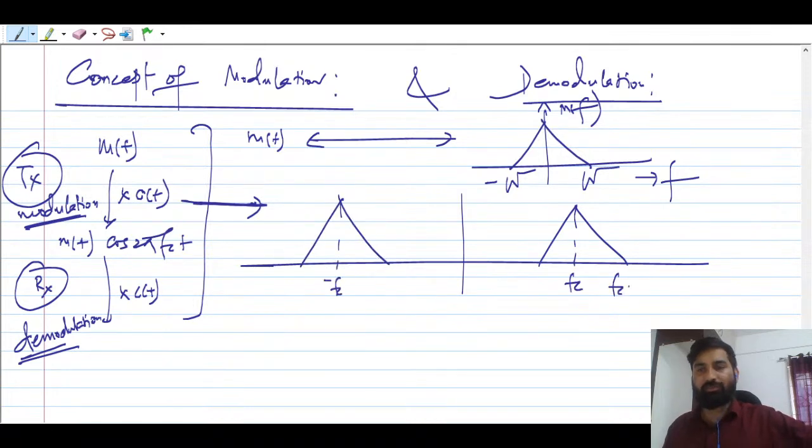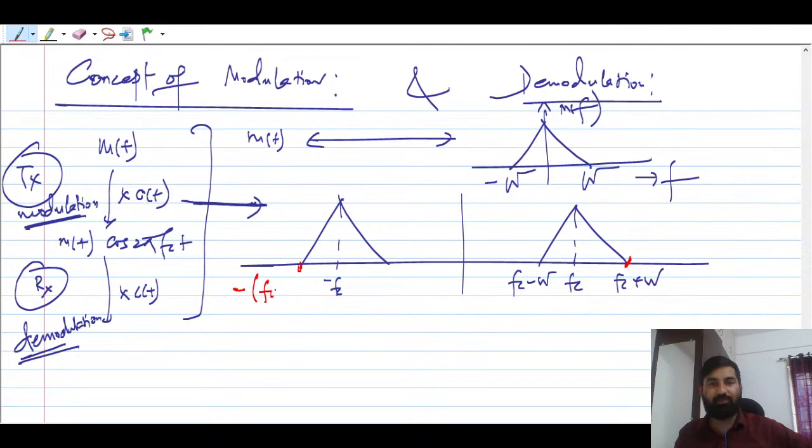So this will be FC plus FM. You can say FC plus W. First you write the carrier signal FC, then FC plus W, and here FC minus W, right? And then you just write the mirror image of that. This is just a mirror image. You see this is at the right side, so the image will be at the left. So here, minus of FC plus W.